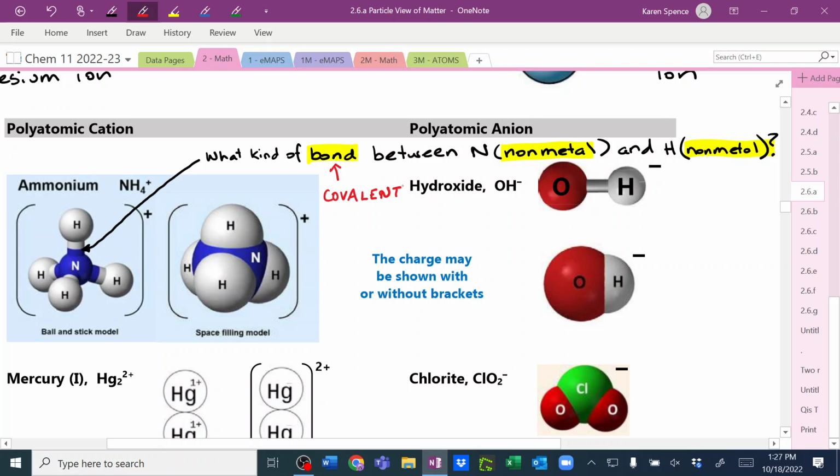And in fact, you can see a lot of these polyatomic ions. What other kind of particle do they kind of look like? Polyatomic ions kind of look like molecules, yeah? They look like molecules, but they have a charge, either positive or negative. So polyatomic ions are essentially like little molecules, but they have a charge, okay?